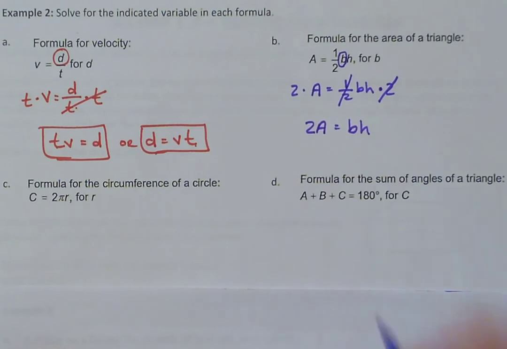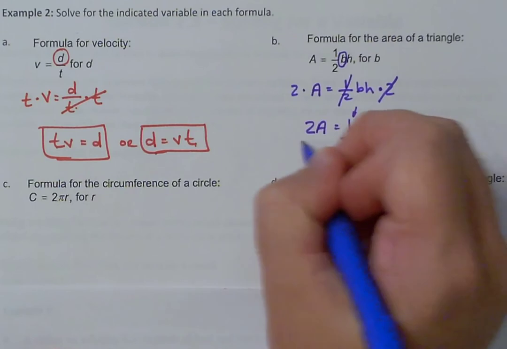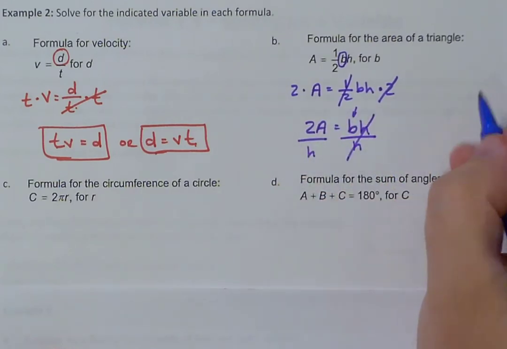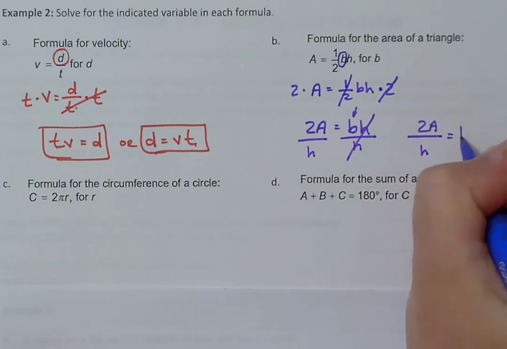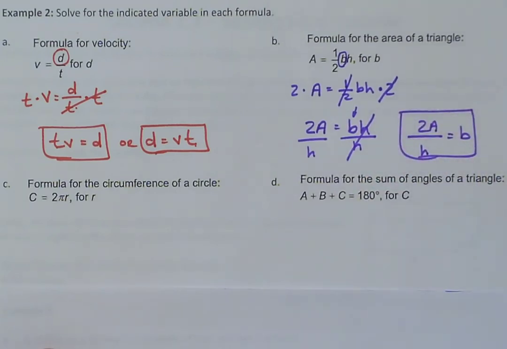And then because I am solving for b, I need to get rid of the h. Because it's multiplication, we're going to do the inverse, which is division. So the h's cancel out, and we get 2A over h equals b. So that is how we're going to rearrange the formula for the area of a triangle to solve for b. Same idea as if you were solving for h, it's just that b and h would be in different spots.